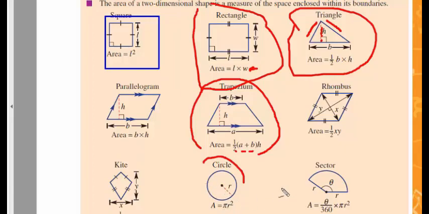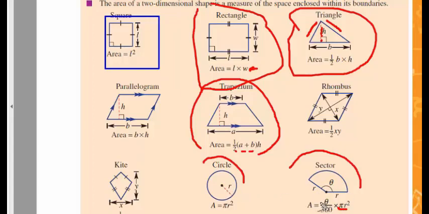The 2 pi r is the circumference, that's not the area, so don't get it mixed up. The last one is a sector. Okay, it's theta over 360 times pi r squared. You can see the pi r squared is the same as with the circle. The angle theta, that's what that symbol is, that loopy one, is the angle inscribed.